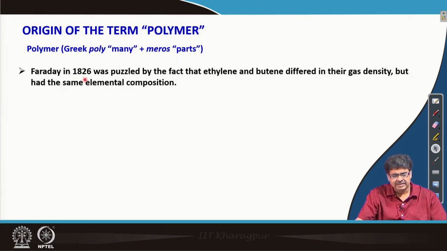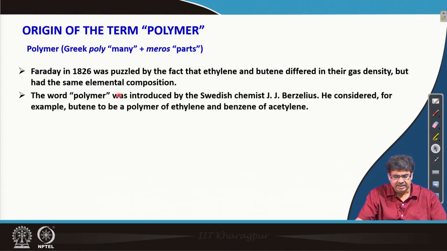In 1826, Faraday was puzzled by the fact that ethylene and butene differed in their gas density, but they have the same elemental composition. And then the word polymer was first introduced by the Swedish chemist J.J. Berzelius. He considered, for example, butene to be a polymer of ethylene and benzene to be a polymer of acetylene.